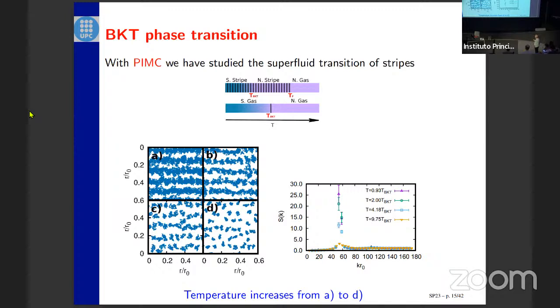So the evolution is observed in the structure factor in terms of k, as I commented to you. When you are in an ordered system, you have an enormous peak. This is the Bragg peak. But then when you increase the temperature and you arrive at the highest temperature, this yellow, the Bragg peak has disappeared. You have a gas. So some people thought that at the transition temperature, the stripe becomes a gas. This is not correct. The stripe has a transition, keeping the stripe character, from superfluid to normal.